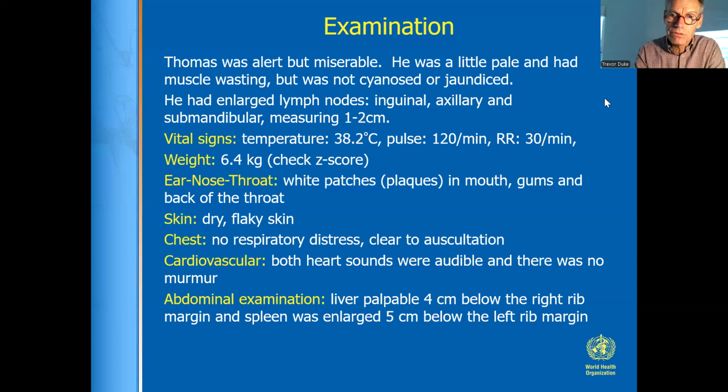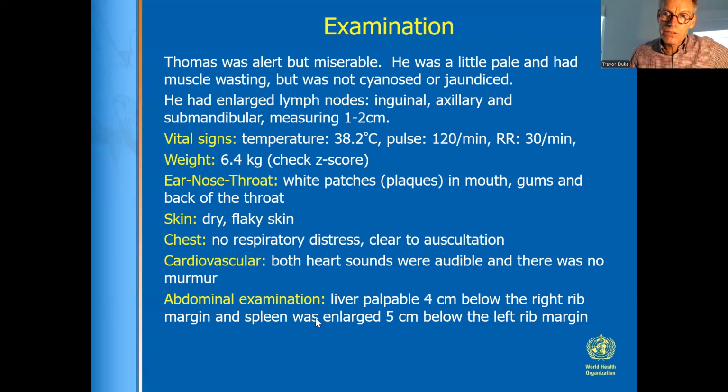His temperature was 38 degrees, 38.2. His pulse rate was 120. His respiratory rate was 30. We saw that he was between -2 and -3 standard deviations below the mean in terms of weight for age. And as I said, in his mouth, he had these white plaques on his gums and right through to the back of his throat when you look with the spatula. His skin was quite dry and he had some flaky rash on his skin, but he had no respiratory distress, and his chest was otherwise clear to auscultation, and his cardiovascular system was normal.